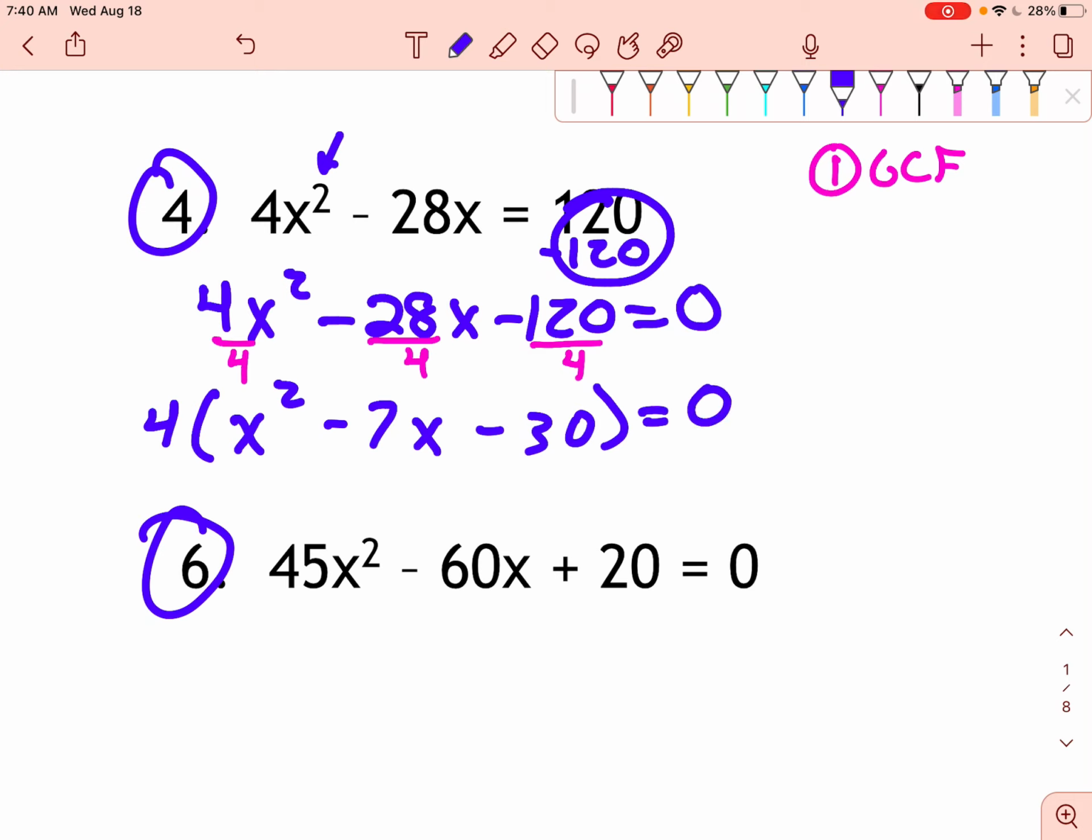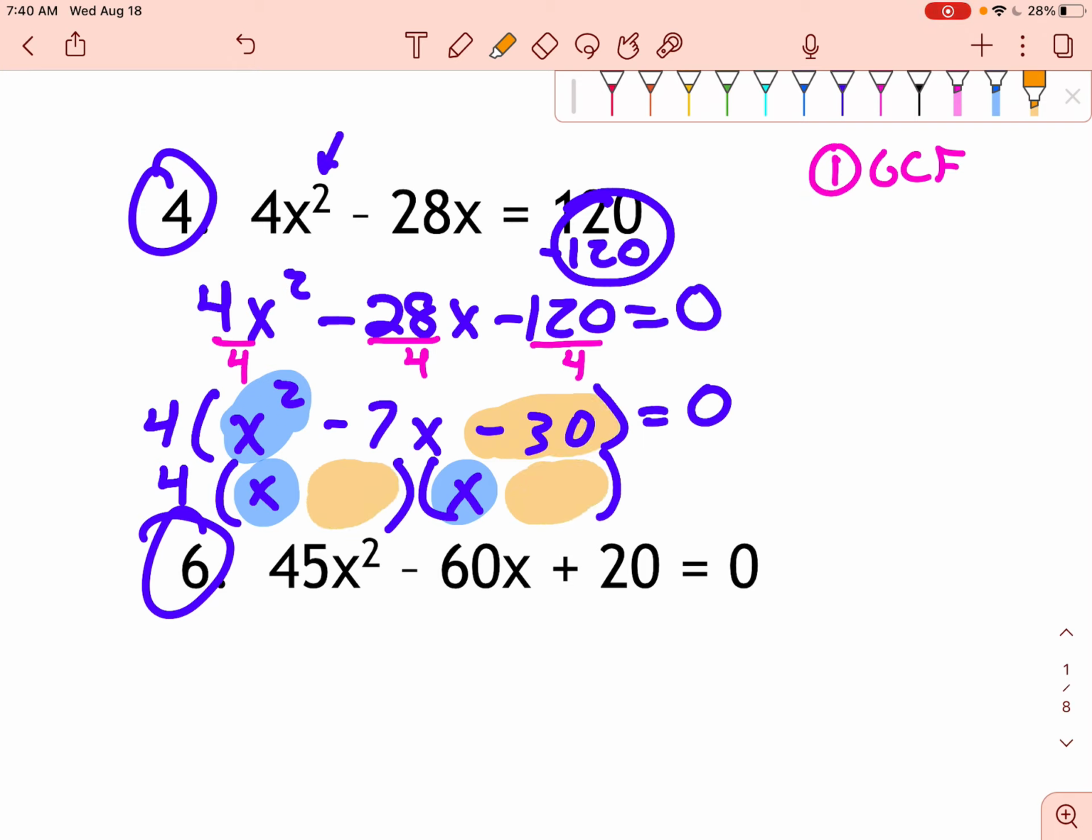Now I use the guess and check method. So what I do is I ask myself, what multiplies to make x squared? Okay, and those are my first two numbers, and I know that's x times x. Then I ask myself, what multiplies to make negative 30? So again, this is a guess. I'm guessing right here. I guess on the blue, I guess on the orange, and then we're going to check.